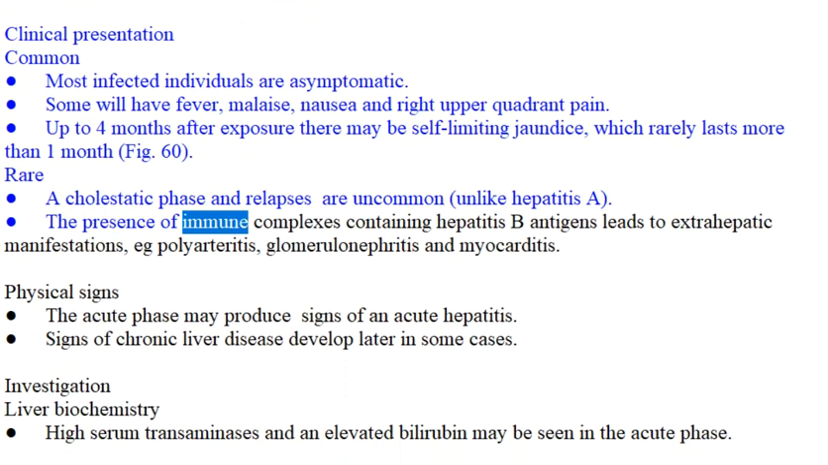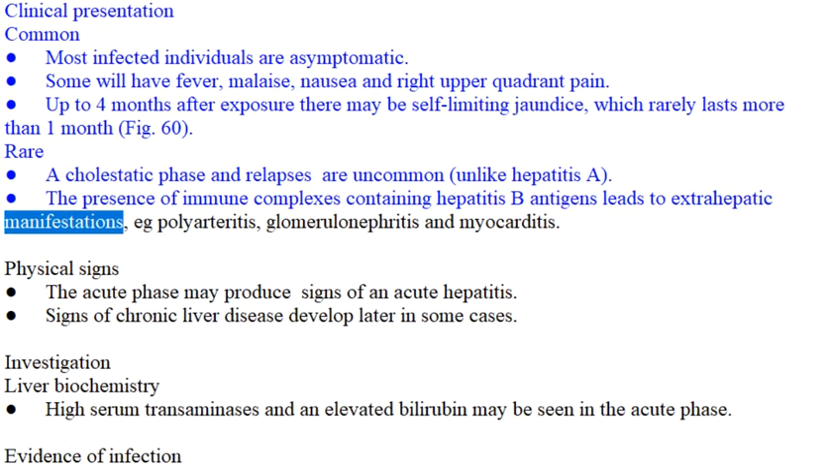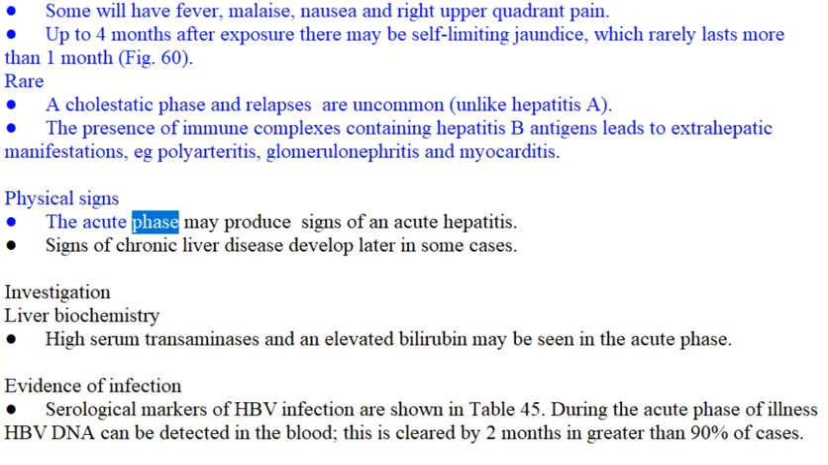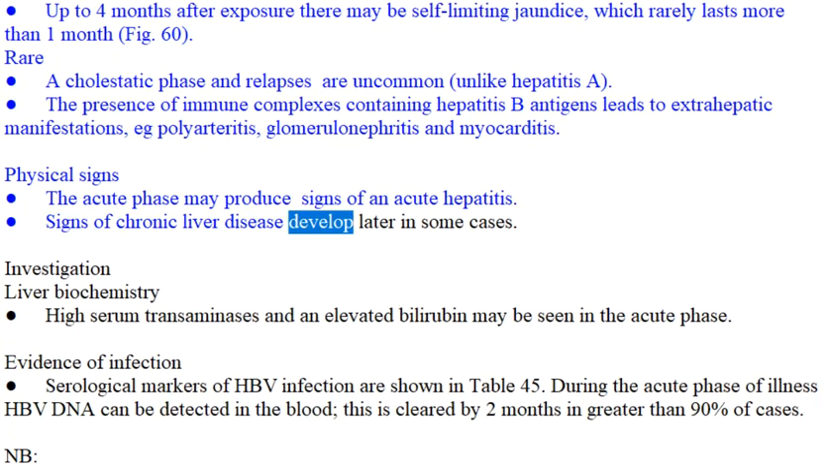The presence of immune complexes containing hepatitis B antigens leads to extrahepatic manifestations, e.g. polyarteritis, glomerulonephritis, and myocarditis. Physical signs. The acute phase may produce signs of an acute hepatitis. Signs of chronic liver disease develop later in some cases.